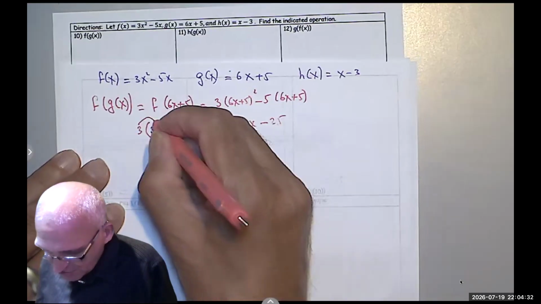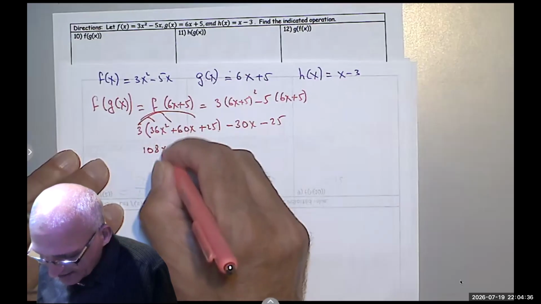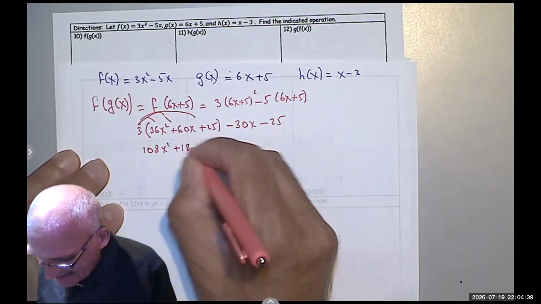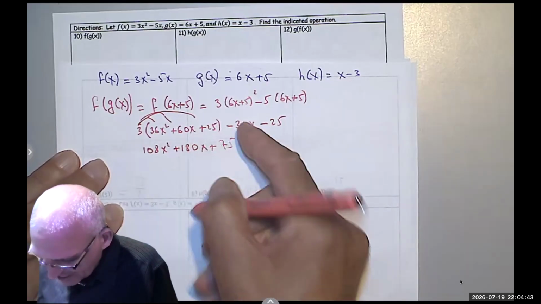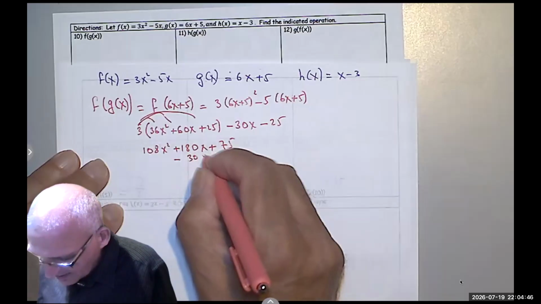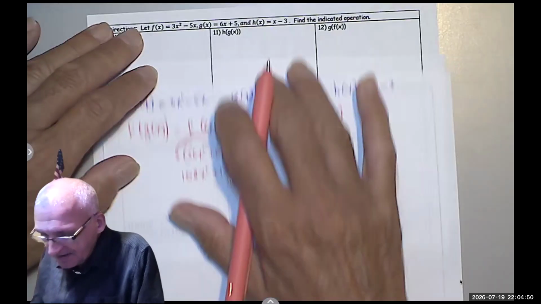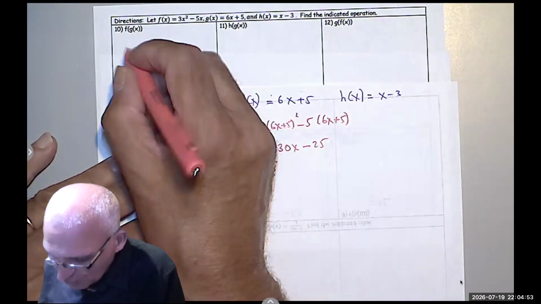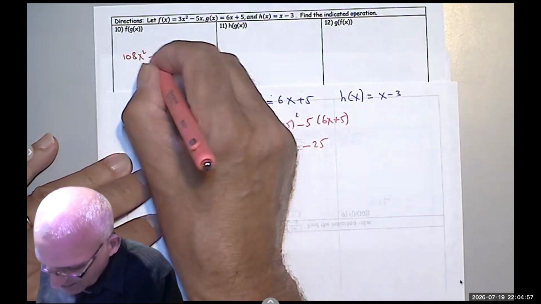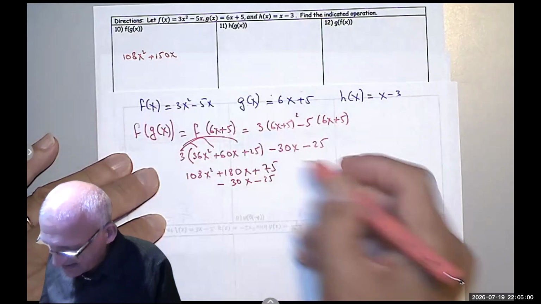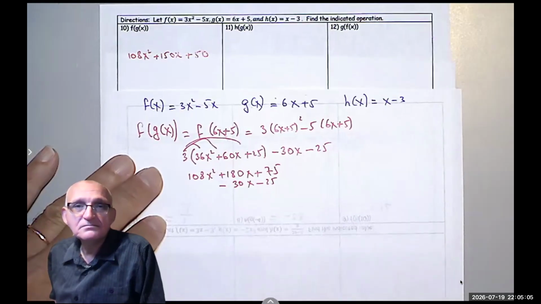Then I'm also going to distribute the 3. So I get 108x squared plus 180x plus 75. And then I'm going to subtract 30x. Let me write it underneath, and minus 25. So at the end of the day, this becomes 108x squared, 180 minus 30 is 150x, and 75 minus 25 is 50. Okay?